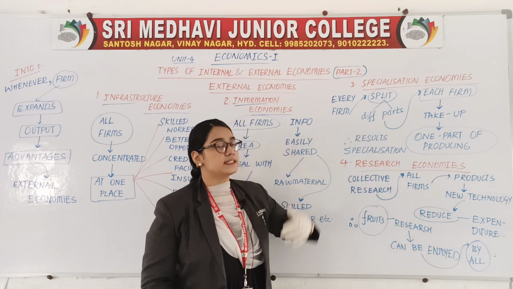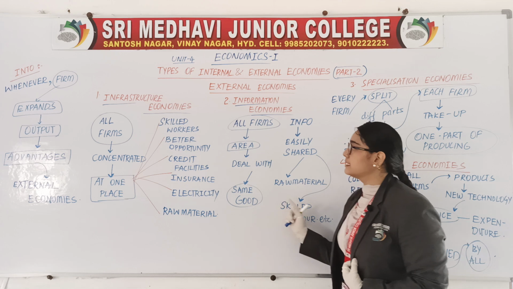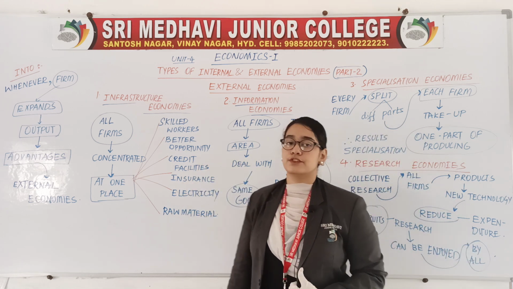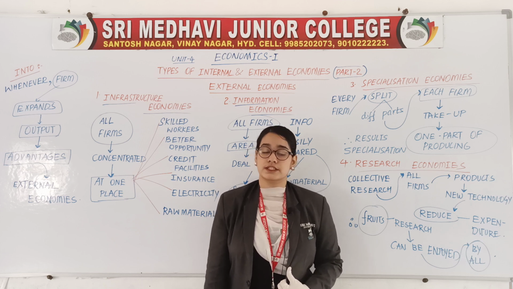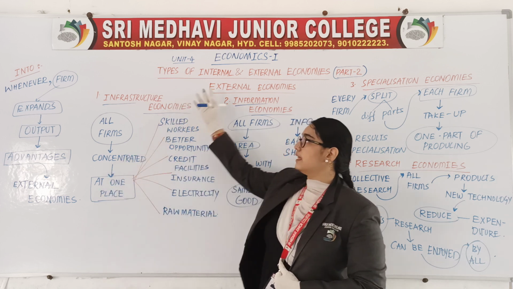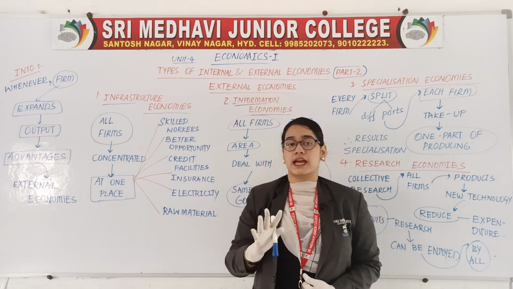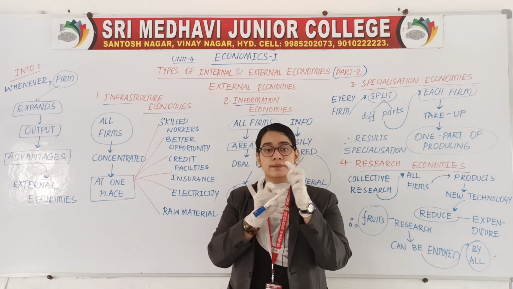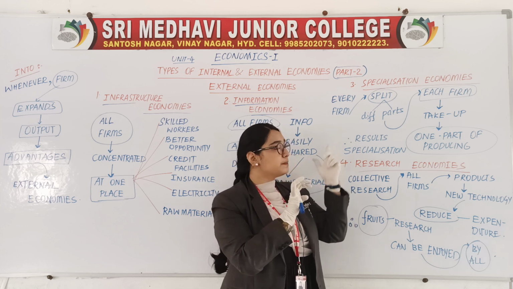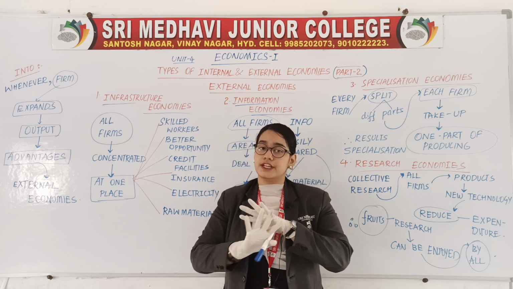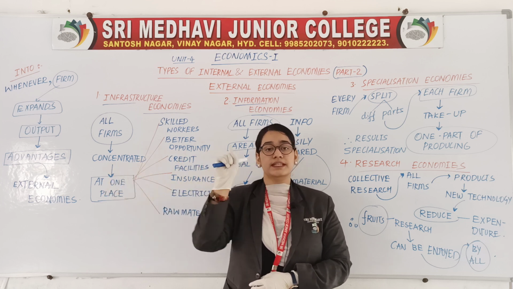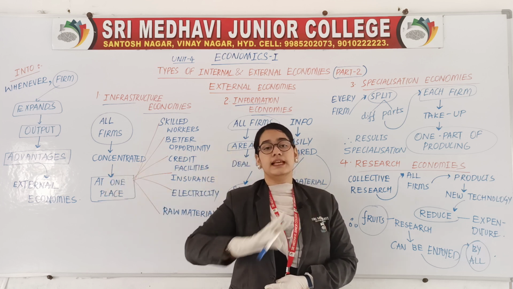The third one is specialization economies. Second is information economies, and the first one is infrastructure economies. External economies are divided into how many types? 4 types: infrastructure, information, then specialization and research. So this topic is completed. You have types of internal economies and types of external economies.